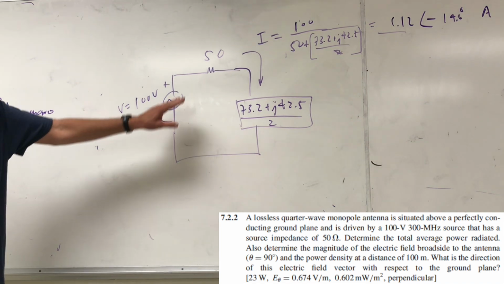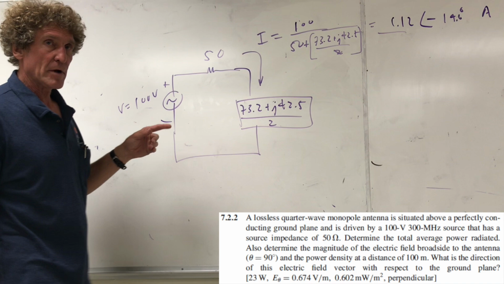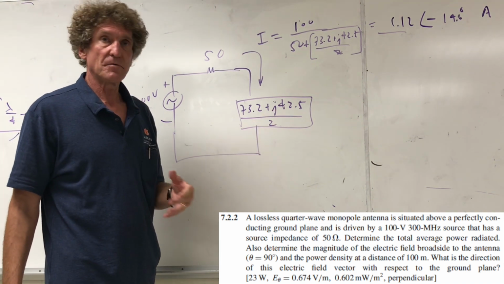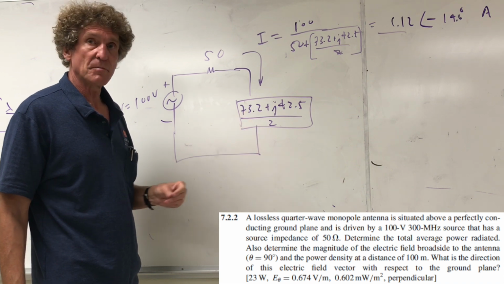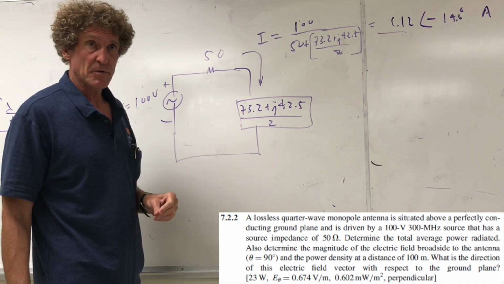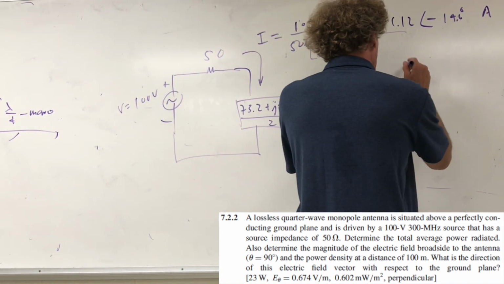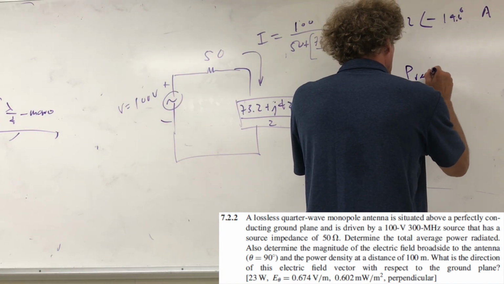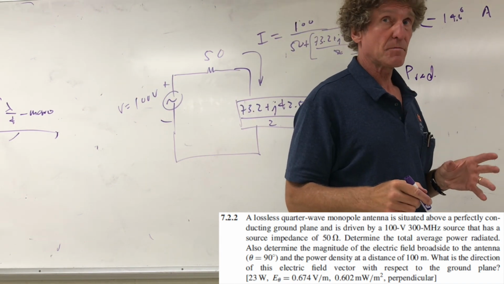Is any power radiated associated with that 50 ohm? Any power radiated associated with the J42.5? No. Only the 73.2 divided by 2, right? So to get the total power radiated, this is assuming that this voltage is in peak. If it's not, we're going to have to multiply this by 2.